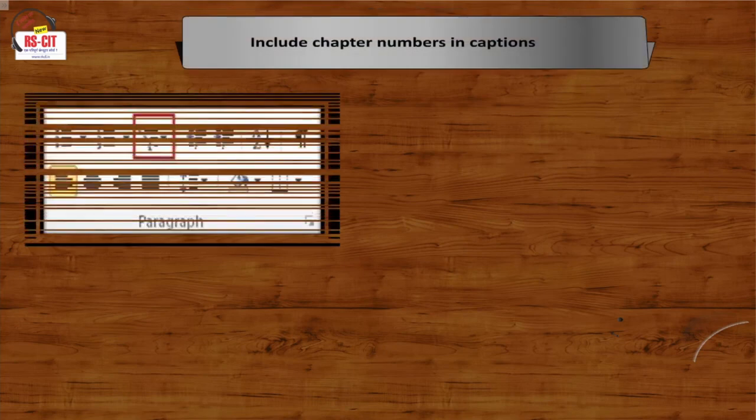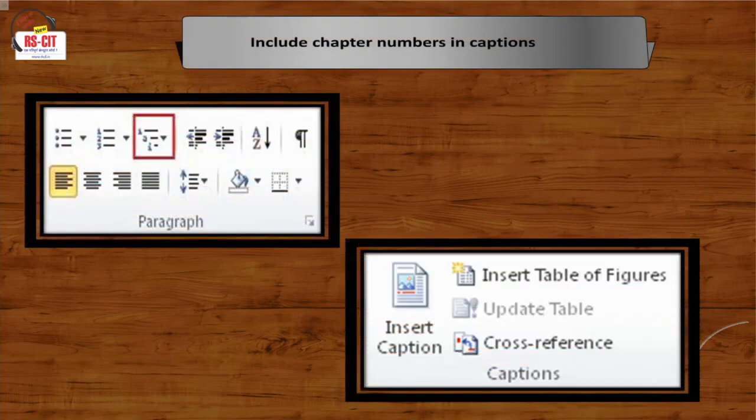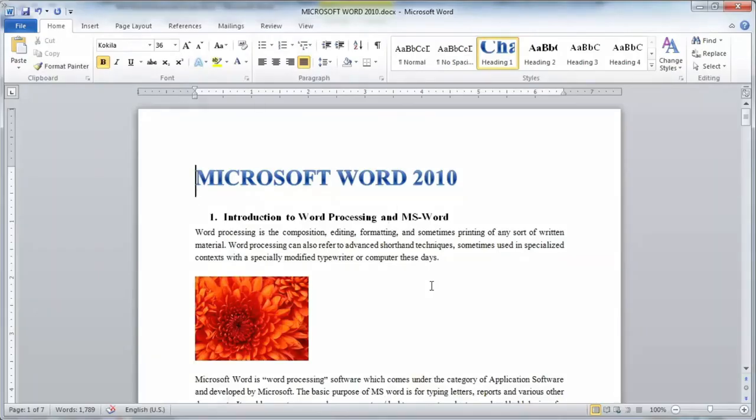Including chapter numbers in captions. To include chapter numbers in captions, you must apply a unique heading style to chapter headings. For example, if you use the Heading 1 style for chapter headings, do not use the Heading 1 style for any other text in the document.